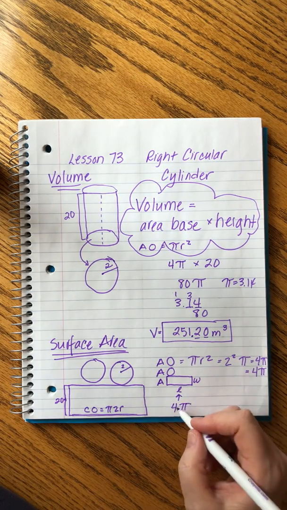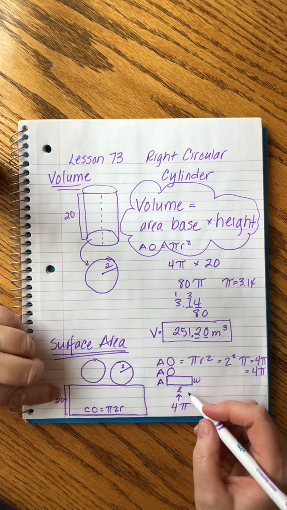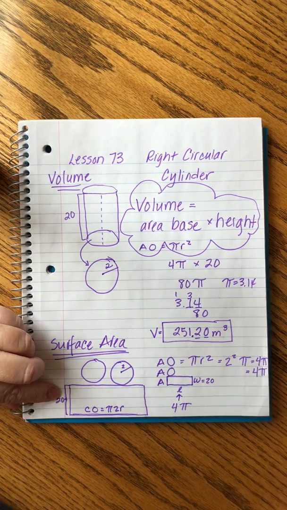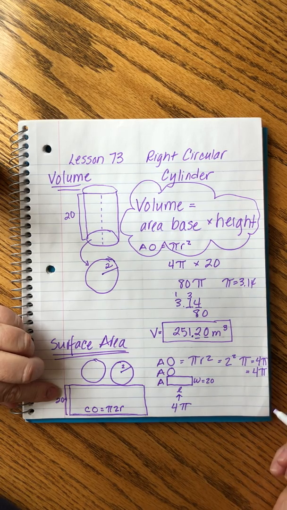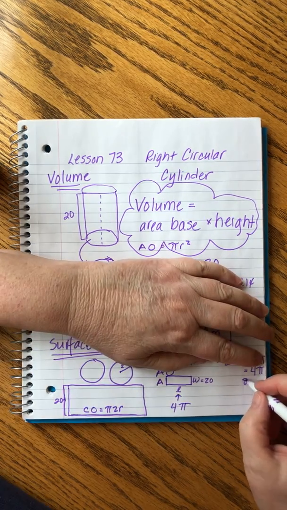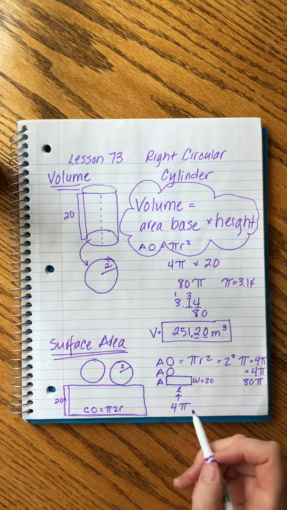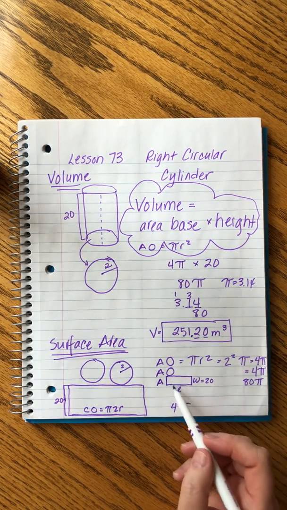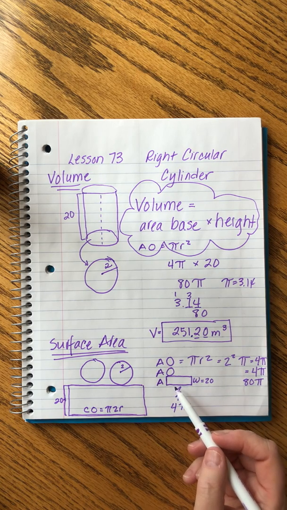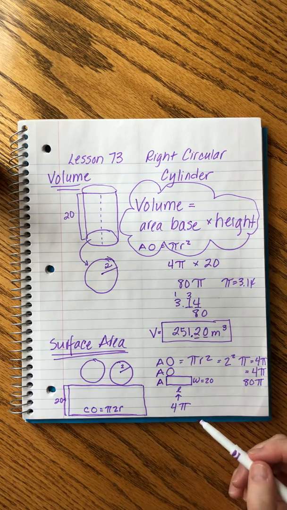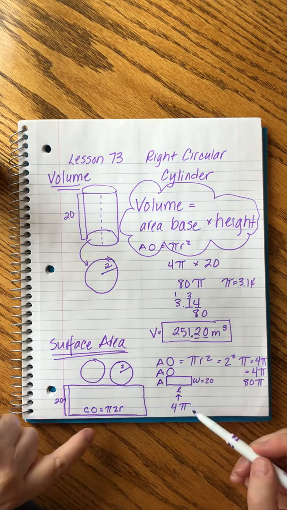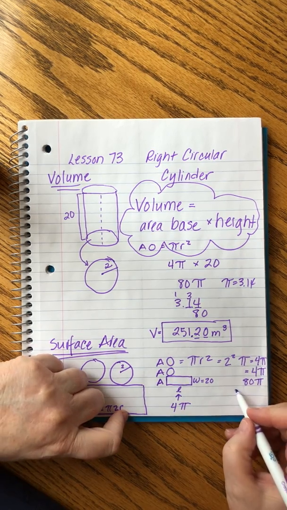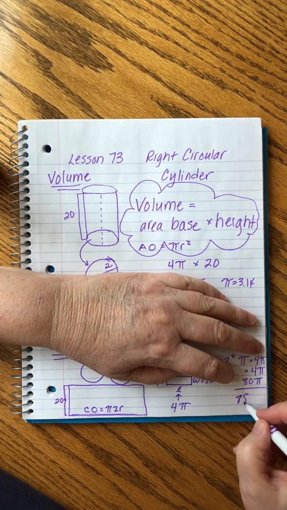So we're taking this 4 pi that is the length and we're multiplying it by the width, which is 20. So that gives us 20 times 4, that gives us 80 pi as the area of that whole thing. Okay, 4 pi for the length, 20 for the width, that gives us 80 pi. Now we add these up and we get 88 pi.